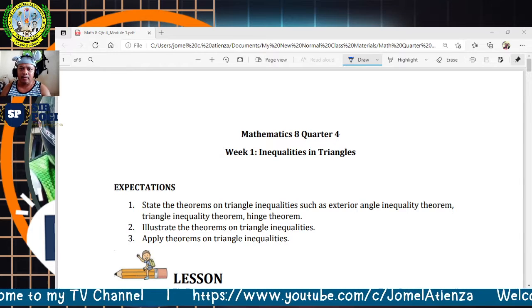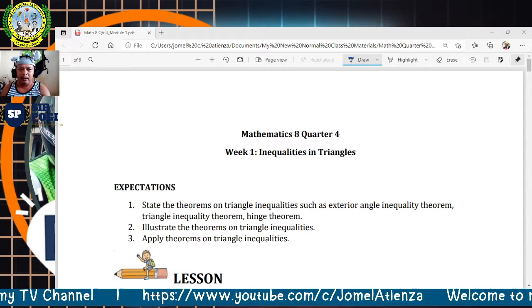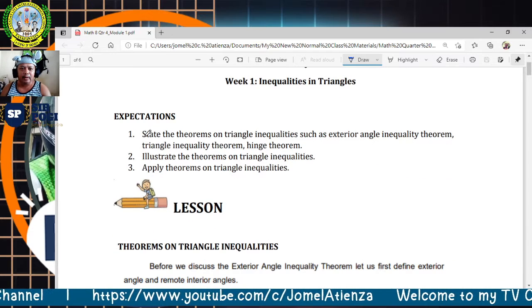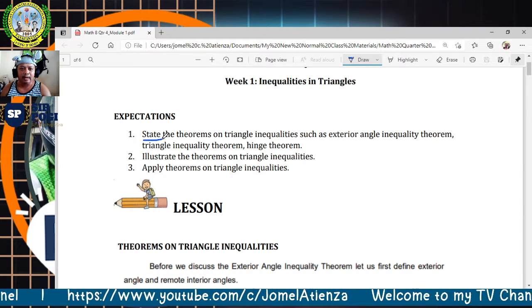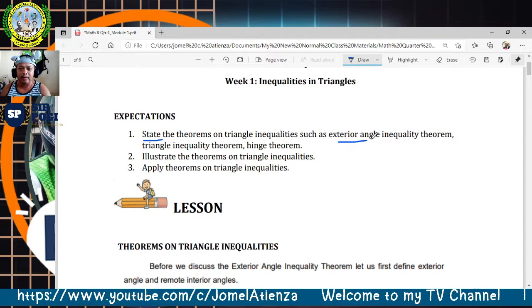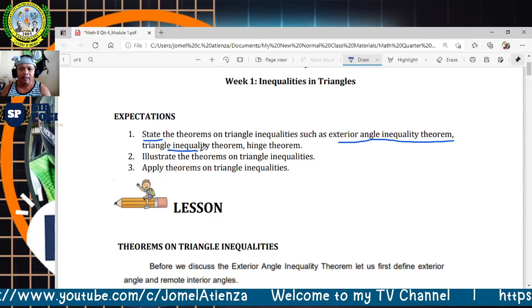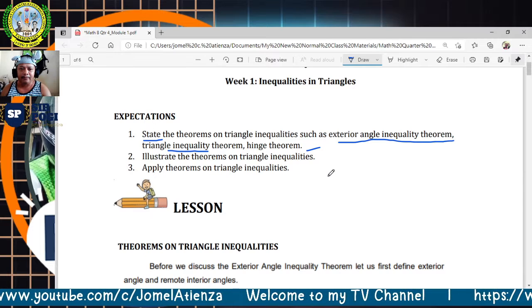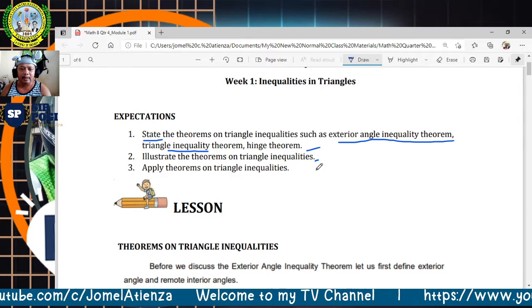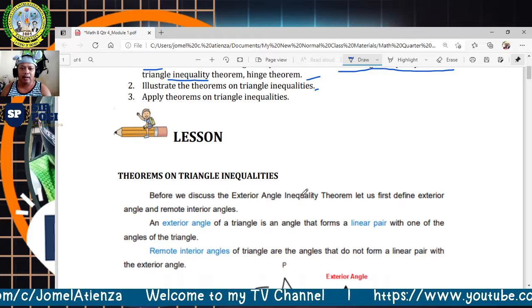So here is our week 1 topic. That is all about inequalities in triangles. We are expected to illustrate and state the theorems on triangle inequalities, such as the exterior angle inequality theorem, triangle inequality theorem, and hinge theorem. We are going to illustrate the theorems on triangles, and we also apply theorems on triangle inequalities.